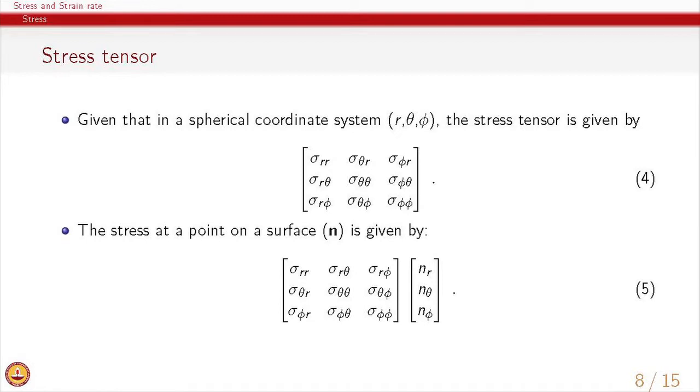And of course, to find stress at any given point, what we need to do is to multiply the stress tensor with the unit normal vector, and since now we are describing the unit normal using spherical coordinates, we have 3 components of it, n r which is in the r direction, n theta which is in the theta direction, and n phi which is in the phi direction. So, using this operation we will be able to find the stress at a point on a surface given by n.